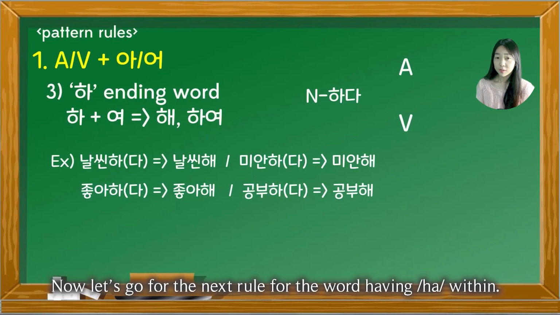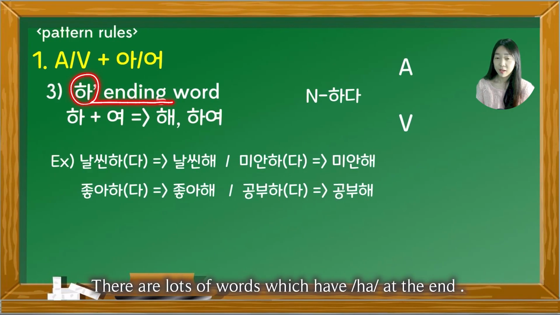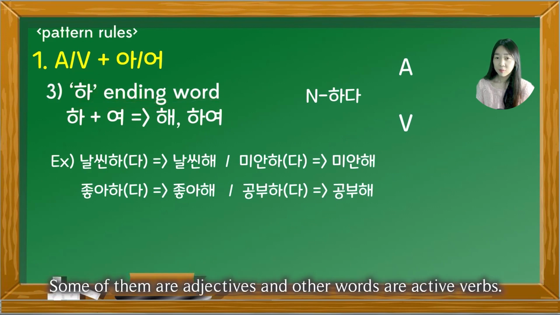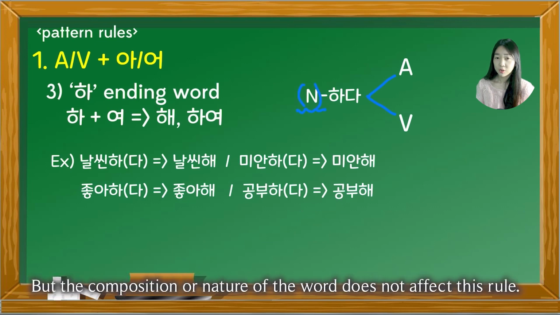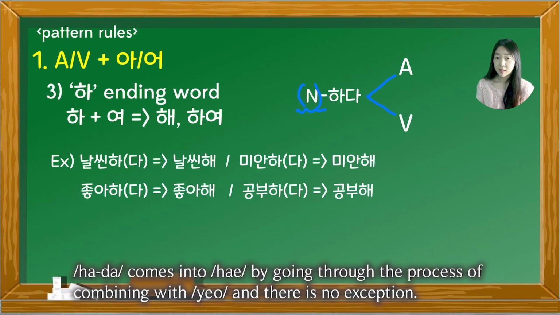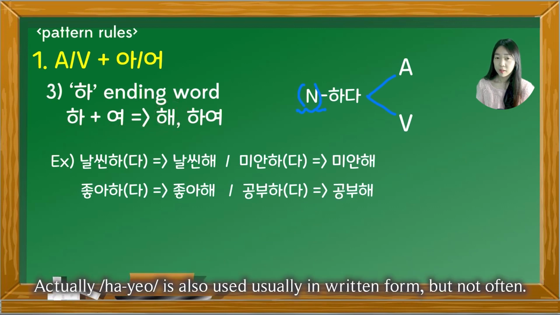Now let's go for the next rule for the words having ha within. There are lots of words which have ha at the end. Some of them are adjectives, the other words are active verbs, and the words can be made with nouns inside or not. But the composition or nature of the word does not affect this rule. 하다 comes into 해 by going through the process of combining with 여, and there is no exception. Actually, 하여 is also used, usually in written form, but not often.